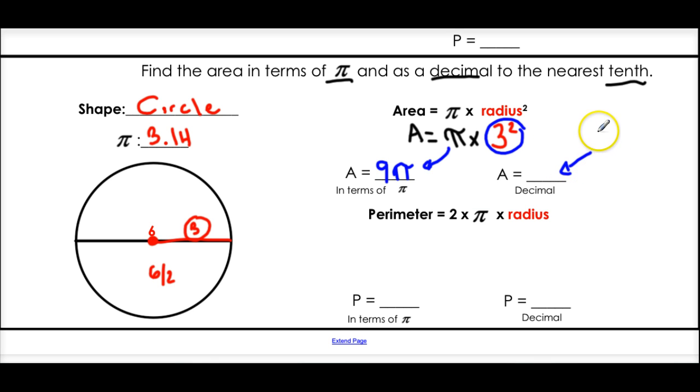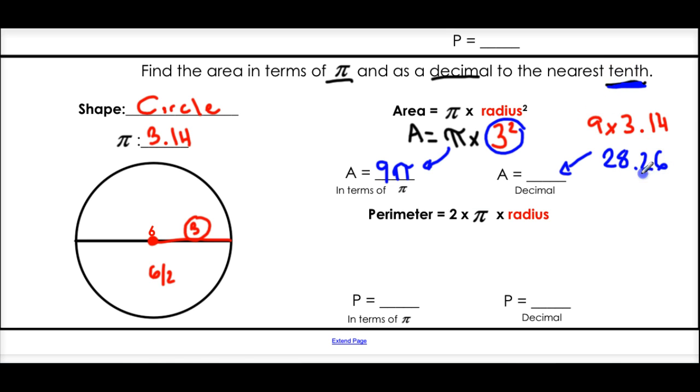to the nearest tenth, we're going to do 9 times 3.14, okay? That's just pi. So instead of pi, we're writing 3.14. So we're doing 9 times pi, 9 times 3.14. We put that in the calculator. All right. Okay, putting in calculator. And when we do, we get 28.26. Now we're not done because this says to the nearest tenth.